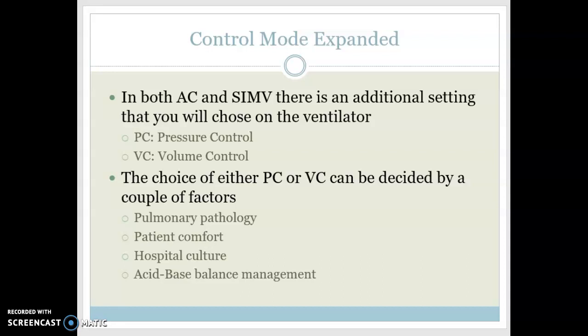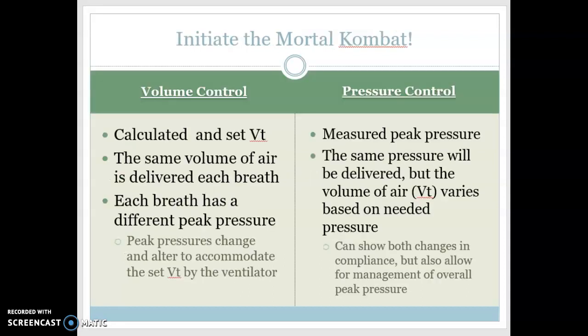Sometimes you need a very specific minute ventilation, so volume control is appropriate. Or you are having a hard time with volume control, your patient keeps fighting the breath, and you need pressure control in order to adequately ventilate them. There are different options for you.